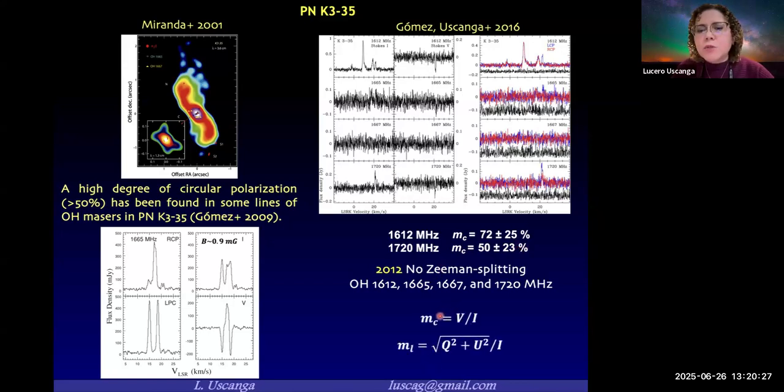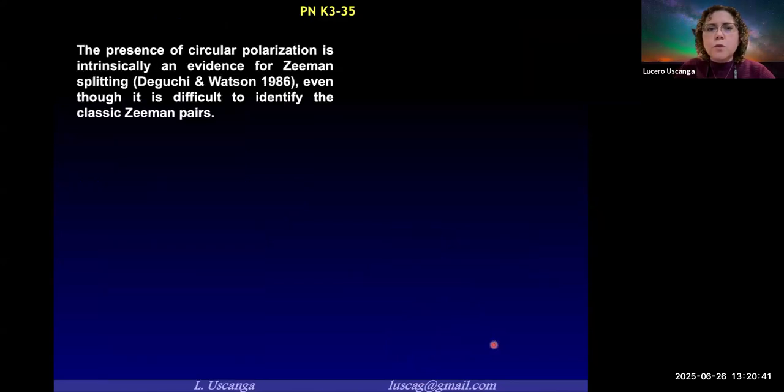These are the equations that relate the polarization fraction with the Stokes parameters. This is for the circular polarization fraction and the linear polarization fraction, just to know. And simply the presence of circular polarization is intrinsically an evidence of Zeeman splitting, according to this work of Deguchi and Watson, even though it is difficult to identify the classic Zeeman pairs.